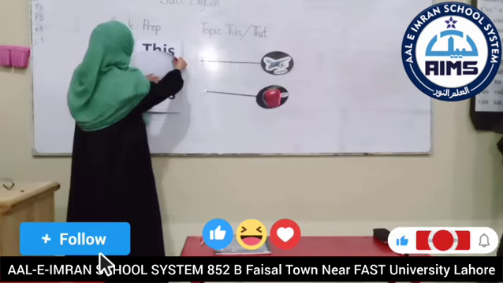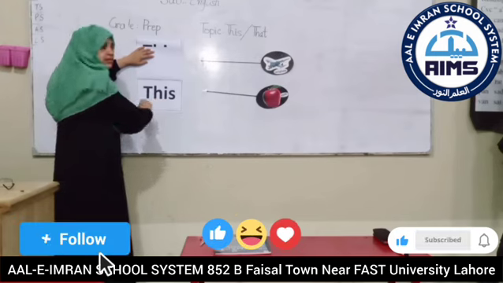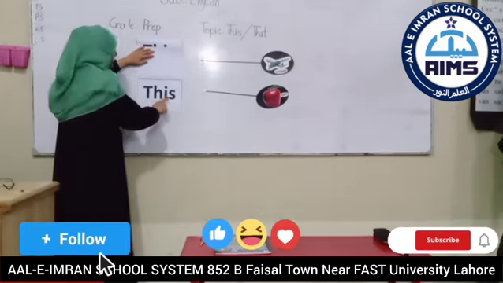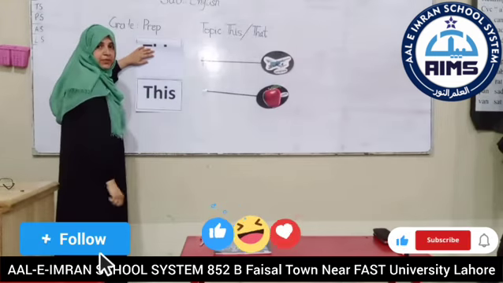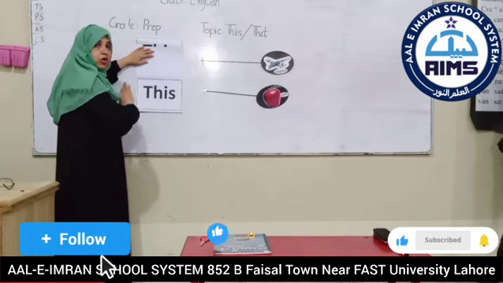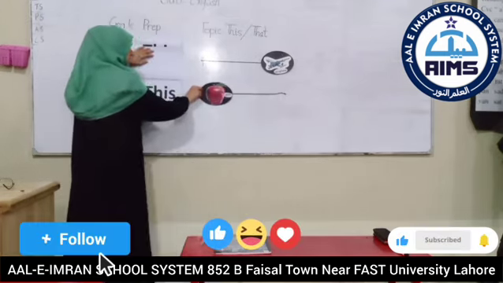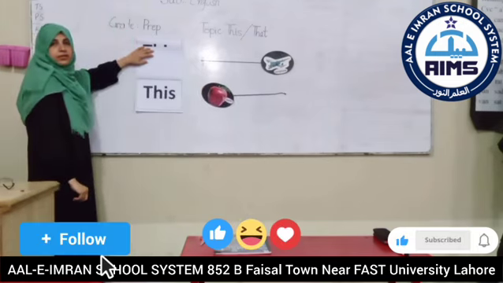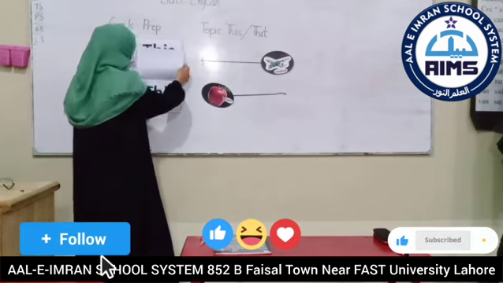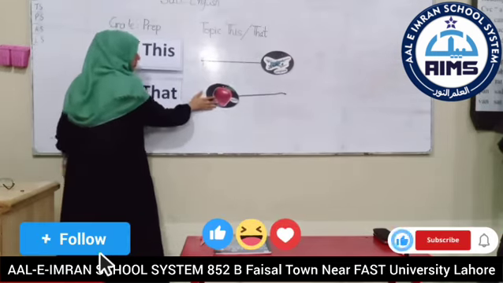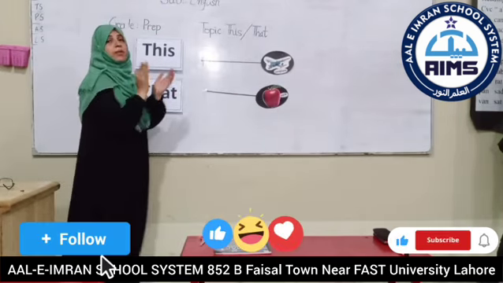And when the word is this, where should be the apple? It will be near or far. With this, it will be near. Very good. And with that, it will be far. That is an apple.